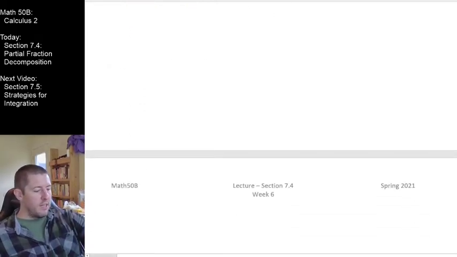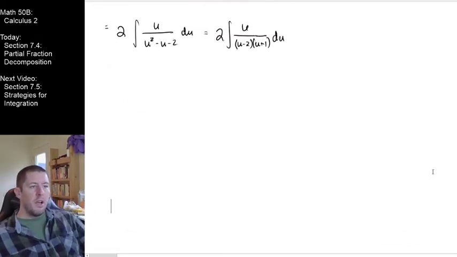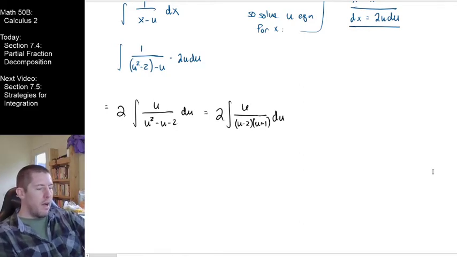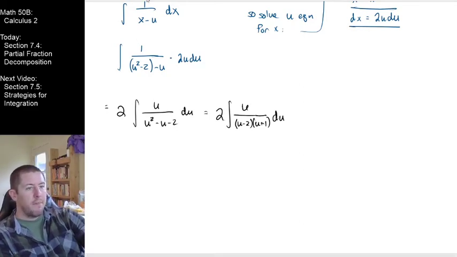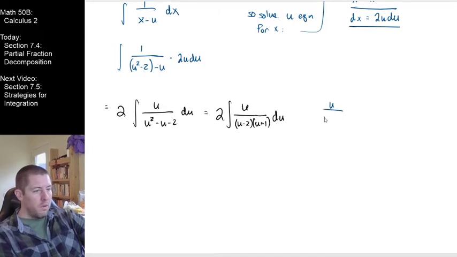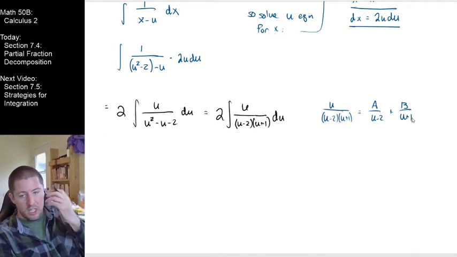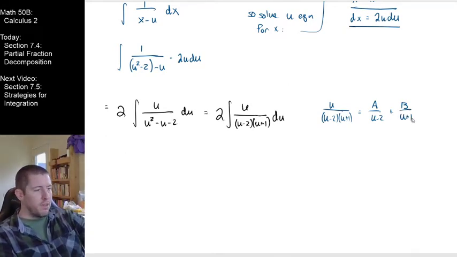So let's go ahead and do the partial fraction decomposition. We're pretty good at it by now. So here we are: u over u minus 2, u plus 1 equals A over u minus 2 plus B over u plus 1, right? We just need constant factors on top because they're both linear terms.